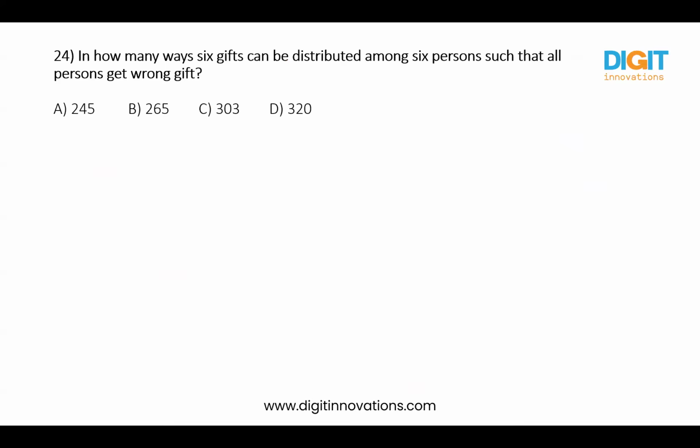How many ways can 6 gifts be distributed among 6 persons such that all the persons get the wrong ones?